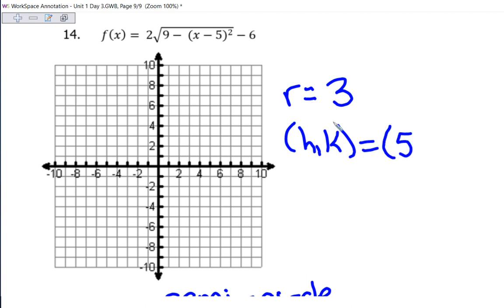5, negative 6. So go ahead and plot the point 5, negative 6. And our radius is 3. So go ahead and mark the left side and mark the right side. Now normally, that top point would be 3 above it. But we have this 2 out front. What does that 2 out front make it do? Stretch by a factor of 2. So instead of going up 3, how many do I have to go up? 6. So it's only the top number that's affected by the a value.